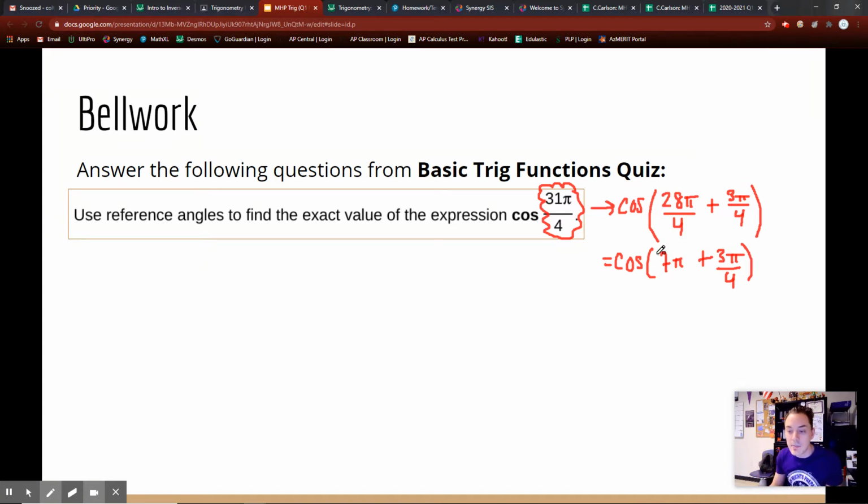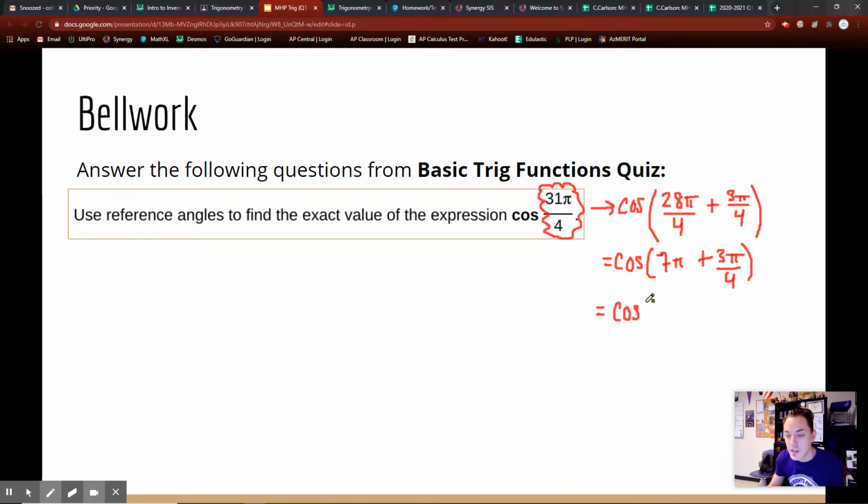Now, if it's 7 pi, think about it even more clearly. How many times does it go around the XY plane? Well, if it's 7 pi, and 1 revolution is 2 pi, then how many 2's can I put in here? Well, I can put a total of 3 2's, because 3 times 2 is 6, right? So let's break it down even more.